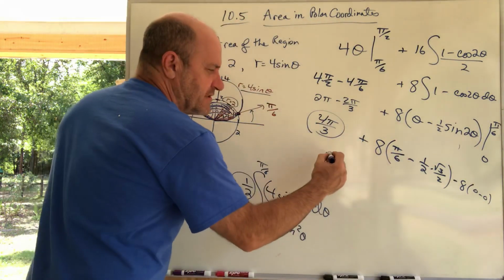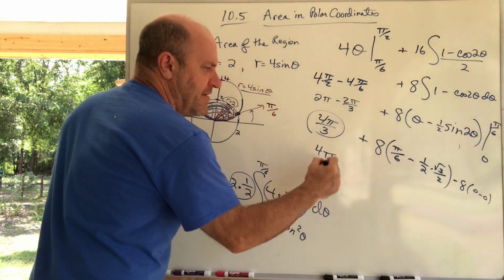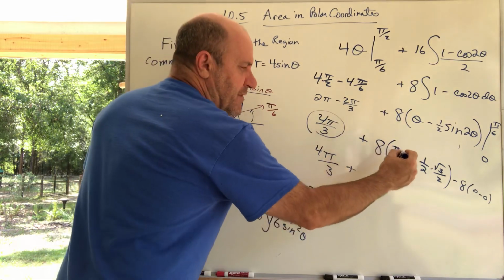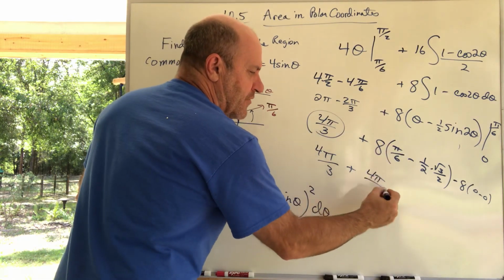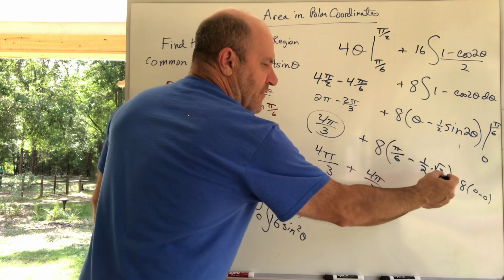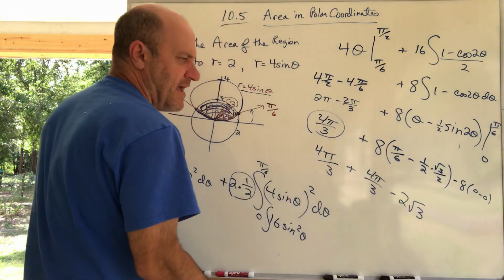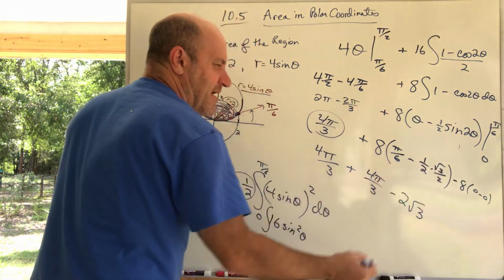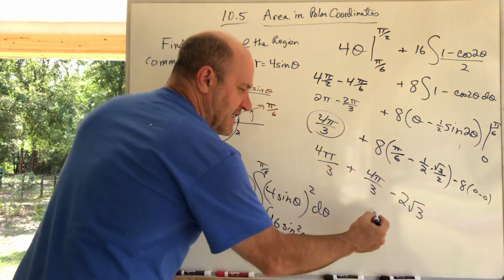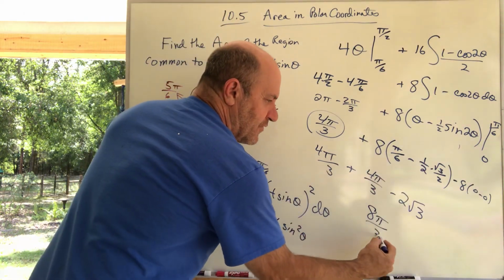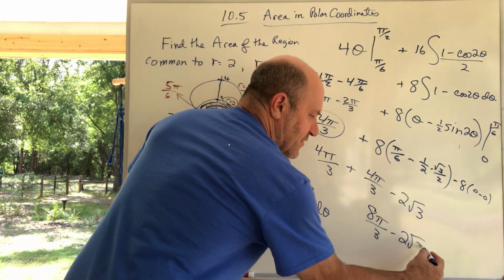Dude, this is awesome. This is 4 pi over 3 right here. When I distribute the 8, that's a 4 pi over 3. When I distribute the 8 over there, that is a negative 2 square roots of 3. Did I do that right? I think I did that right. And so here's the answer: 8 pi over 3 minus 2 square roots of 3.